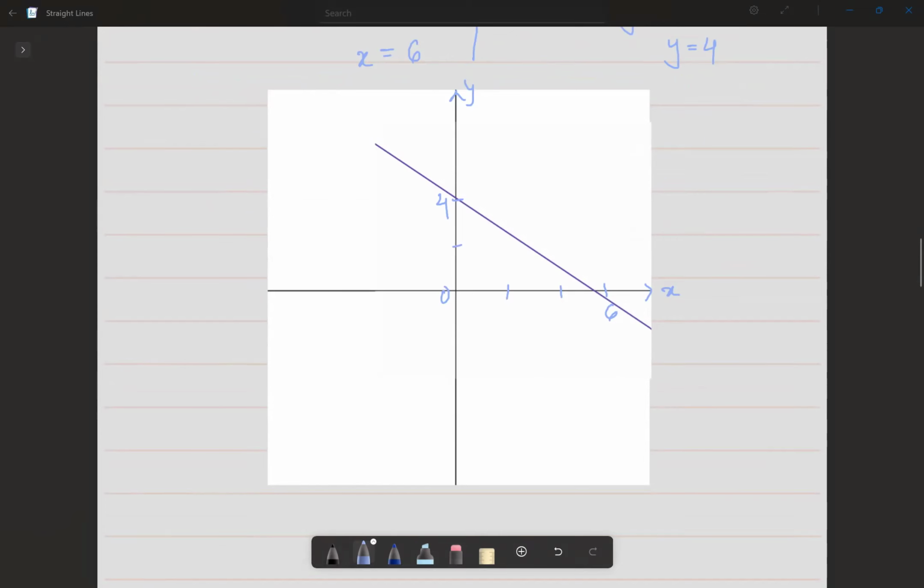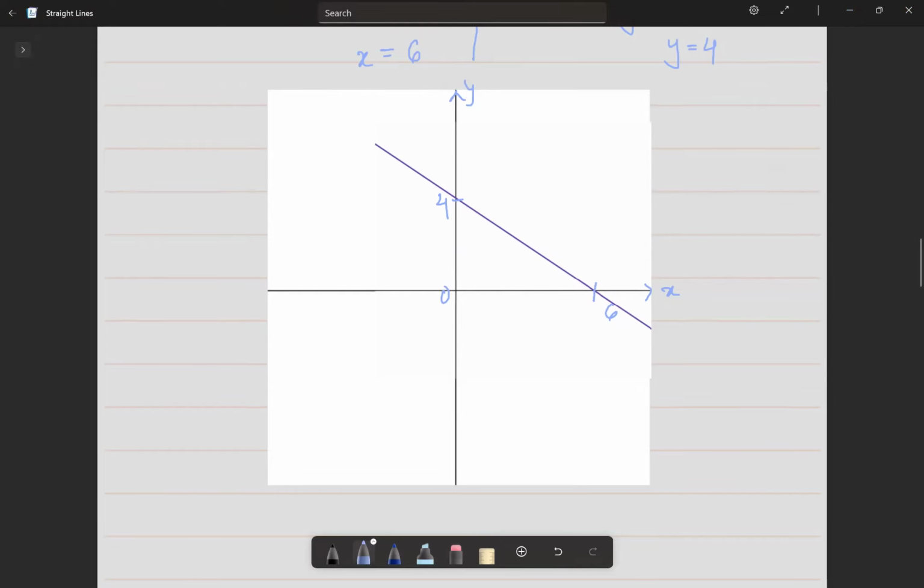So this is what the graph looks like. We don't need to draw the graph; in here, we are only asked to sketch. So we will give these points only. We will sketch with only the 2 points that we need to join in order to form the straight line.